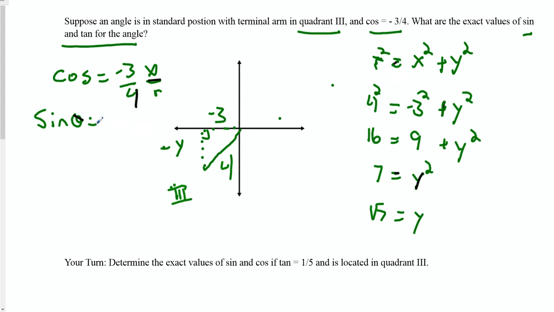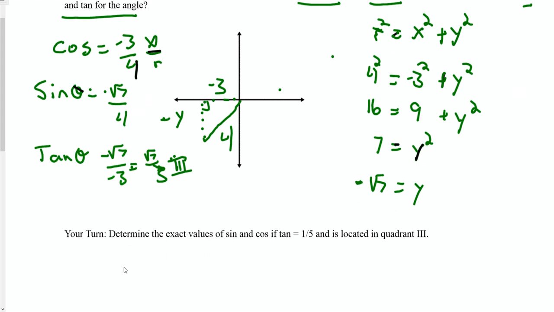So remember, sine is y over r. And my y value here is going to be negative because I'm in quadrant 3, so negative root 7 all over 4. And then tangent in quadrant 3 is opposite over adjacent. So that's going to be negative root 7 over negative 3, which makes it positive root 7 over 3. Okay? So hopefully I'm not going too fast here. If you need to pause the video and take this down, go for it.